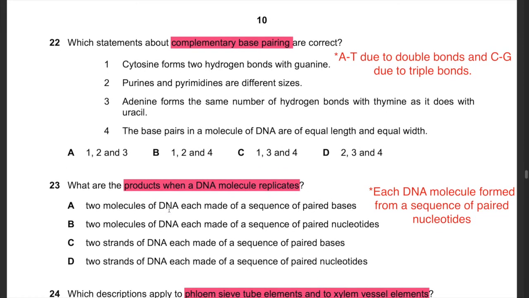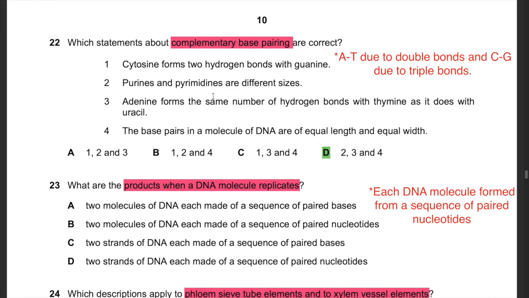Question 22. Which statements about complementary base pairing are correct? So, cytosine forms 2 hydrogen bonds with guanine. That's wrong because cytosine and guanine are bonded by triple bonds. Hence 3 hydrogen bonds are required, and A bonds with T due to double bonds. Therefore option 1 is wrong. If you go through the answers, A, B and C all of them have option 1. Hence the correct answer should be D.